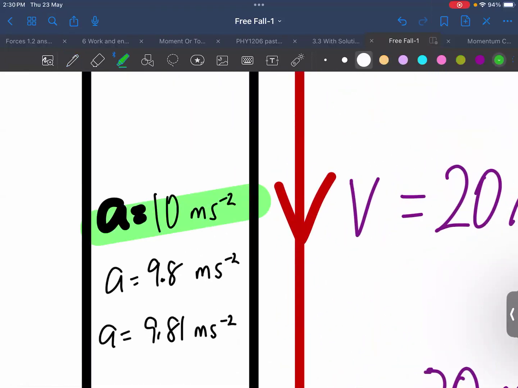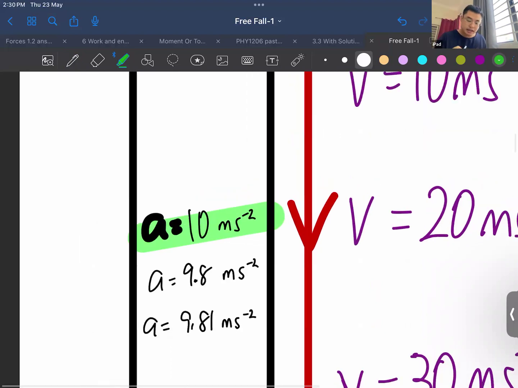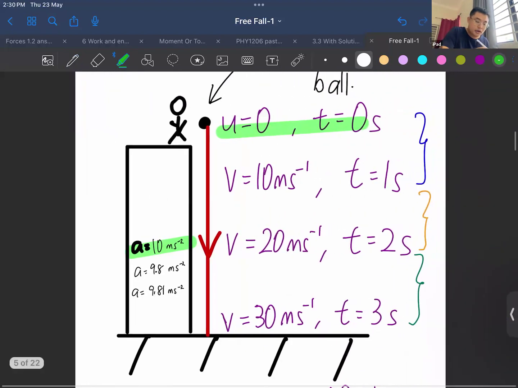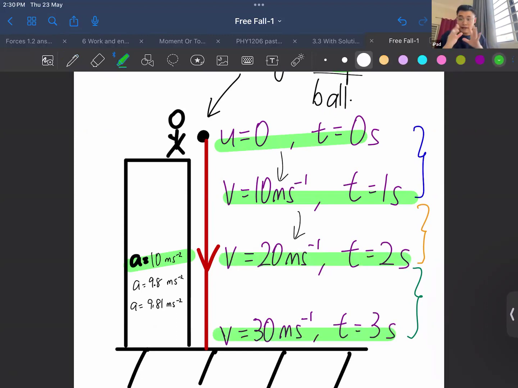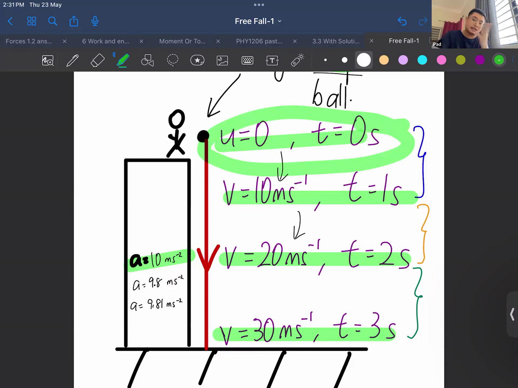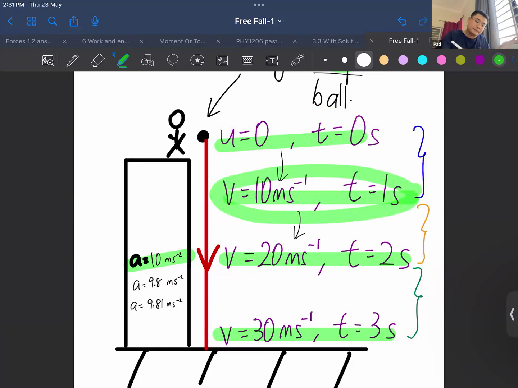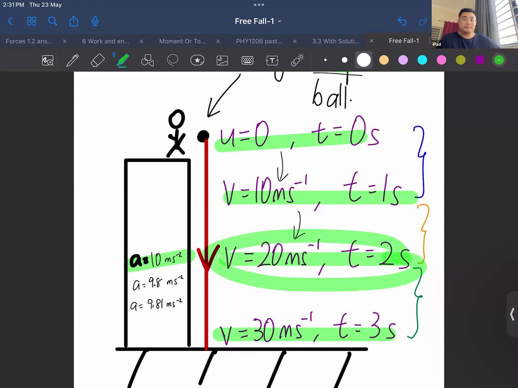Are you good? Yes. What do you understand by the acceleration is equal to 10 meter per second square? It means after each second, your velocity is going to increase by 10 meter per second. This is what it means. I repeat, if anyone asks you, what do you mean by acceleration is 10 meter per second square? Then your response is, per each second, my velocity is going to increase by 10 meter per second. For example, at 0 second, my initial velocity is 0. After 1 second, 10 meter per second. After 1 second again, it becomes 20 meter per second and so on. Are you good?